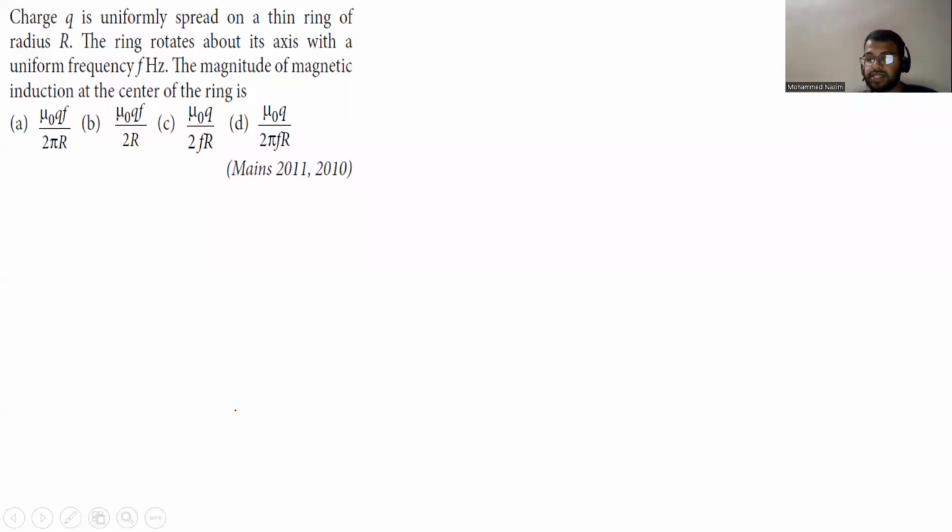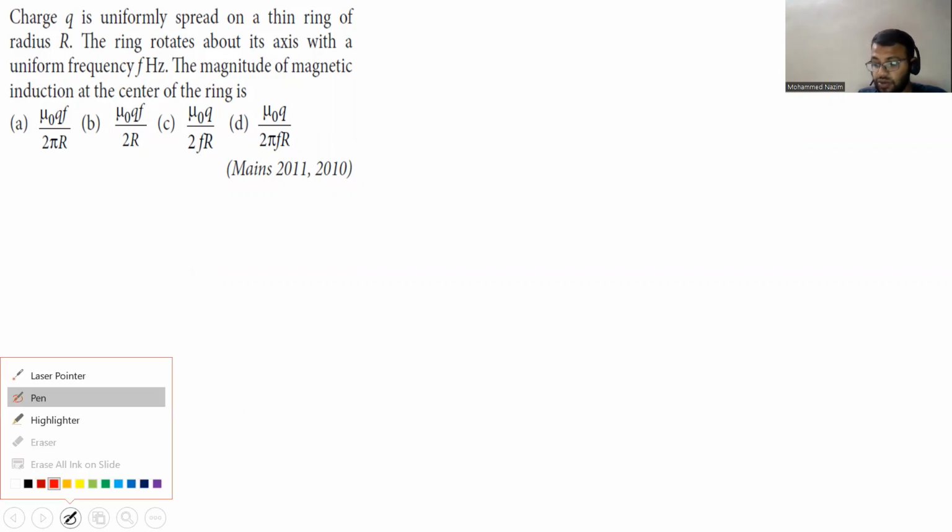Hello students, in this lecture we'll be discussing problems related to Biot-Savart's law and its application. So we have question 1 here, which states: charge Q is uniformly distributed on a thin ring of radius r, and the ring is rotating about its axis with a uniform frequency of f hertz. The magnitude of the magnetic intensity at the center of the ring is the question.